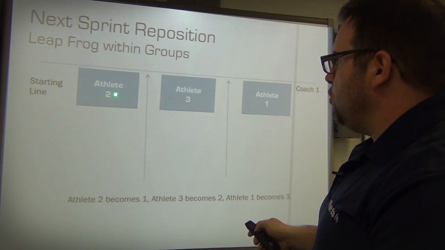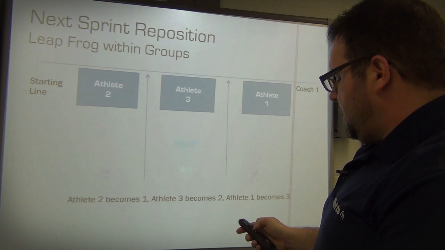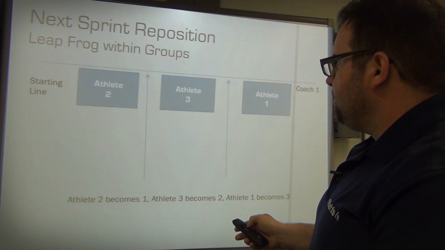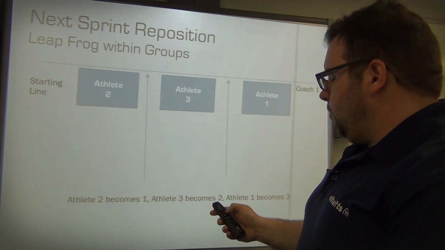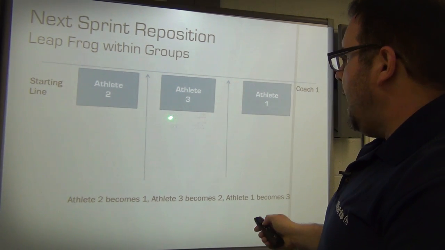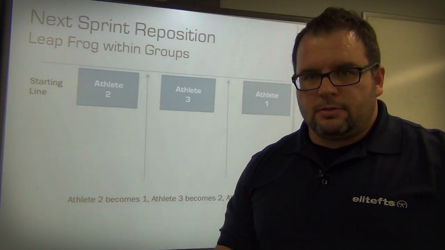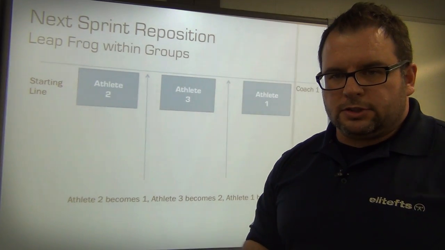So again, athlete two, remember, he's in that first place position, right? Athlete two now is in what we call the pole position. Athlete three will be second. There's the loser of that particular race, right? We're in a society, we have to have winners and losers.